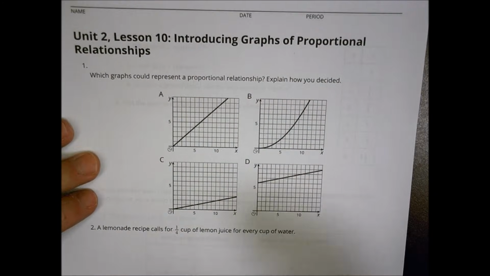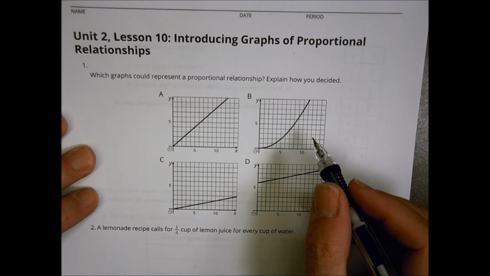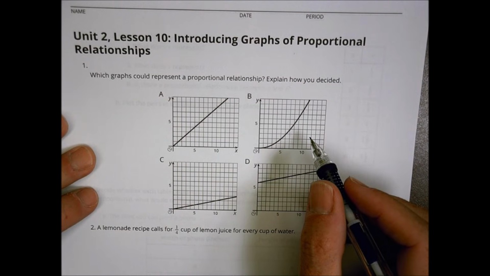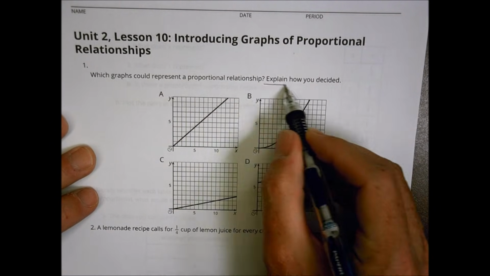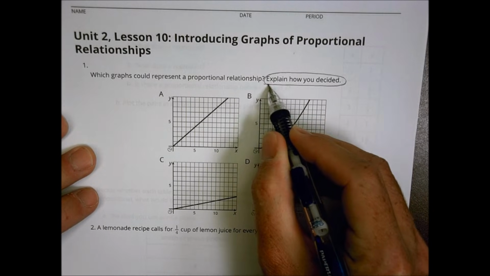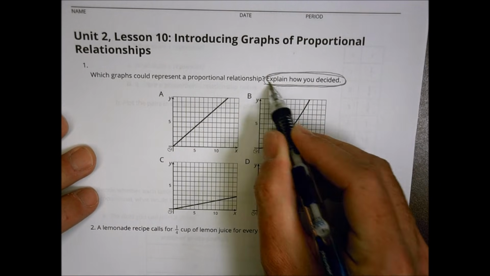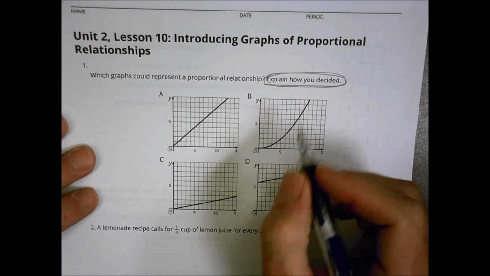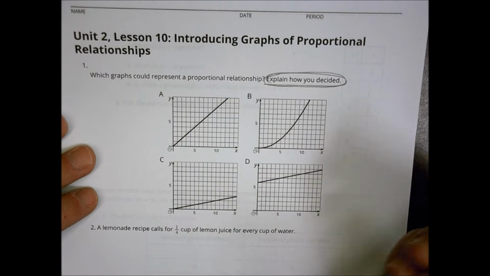Okay, so here we are on tonight's homework. Which of these graphs could represent a proportional relationship? Explain how you decide. This is the key thing, to explain how you decide. You need to be able to explain it in words. So you have to be able to write something down and explain it there.